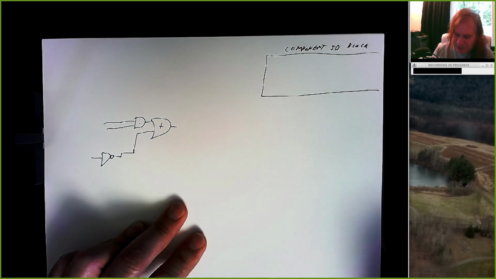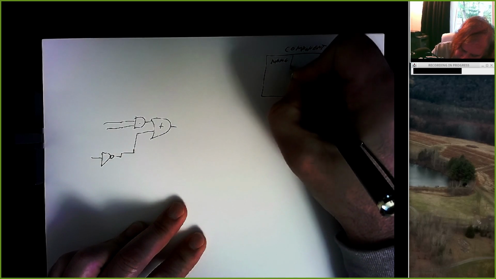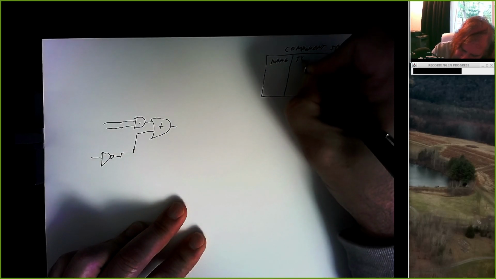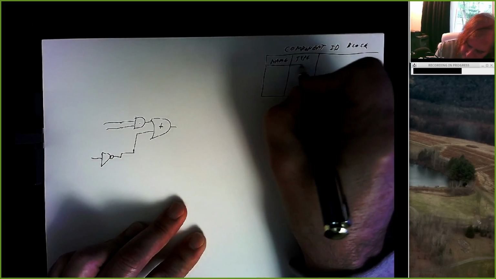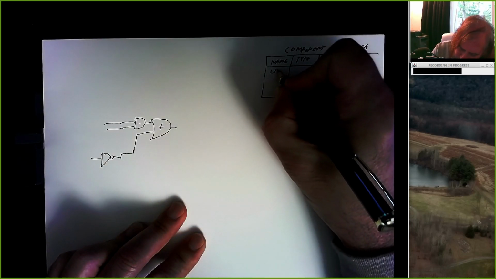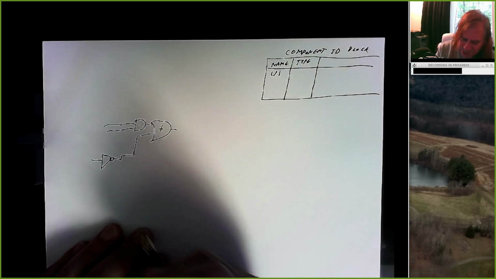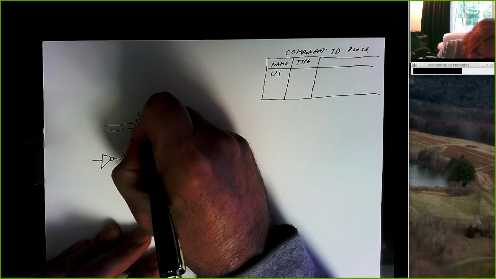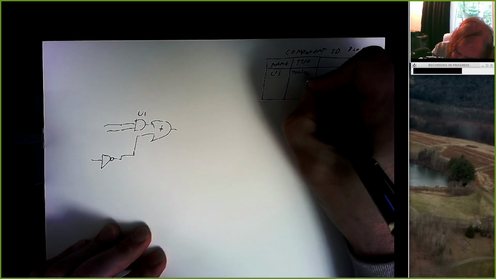And we list the following information. We list the name of each component, and we list the type of each component. So I'm going to need an AND gate. I'm going to call that U1. And usually we call our components the letter U followed by a number. And we start with U1, U2, U3, and so on. So U1 is going to be my AND gate. I'm going to put a U1 right here. And this is going to be a 74LS08.